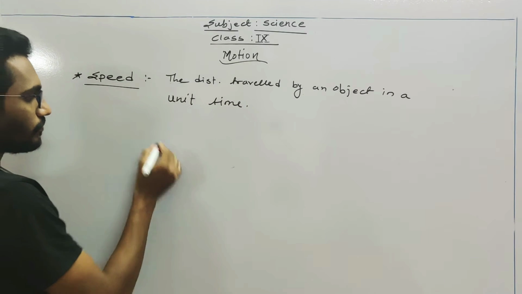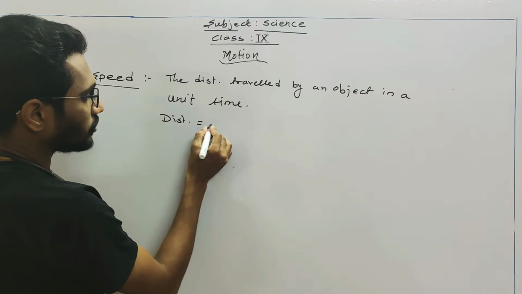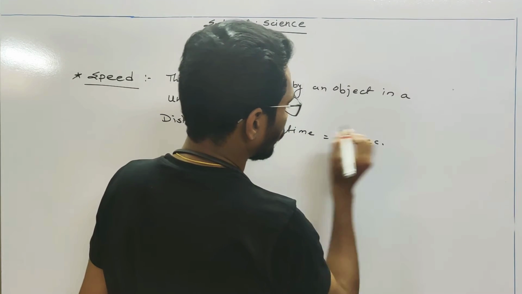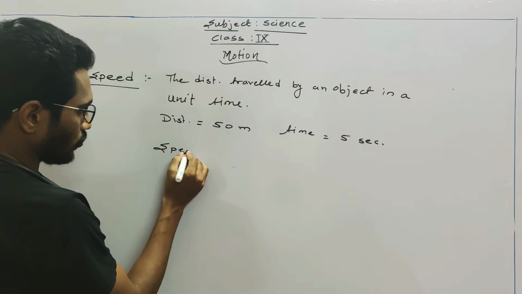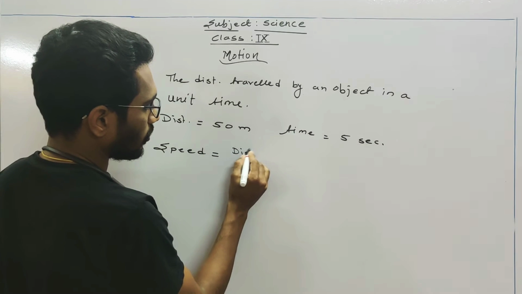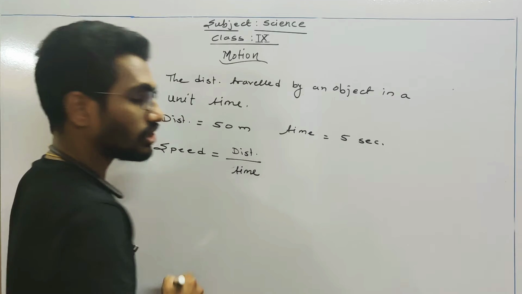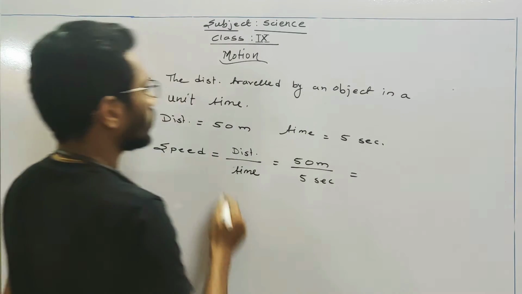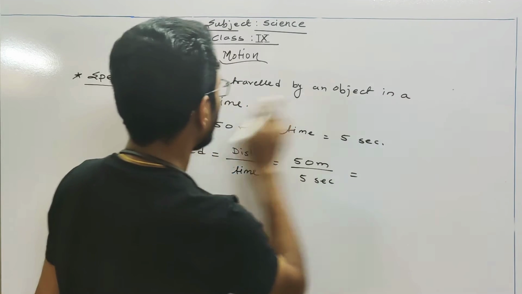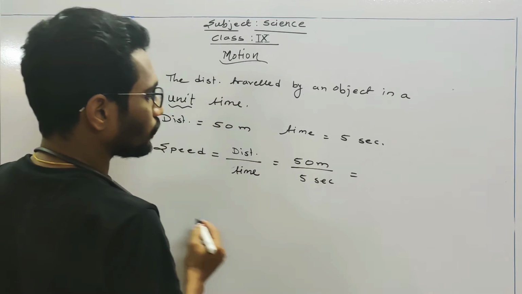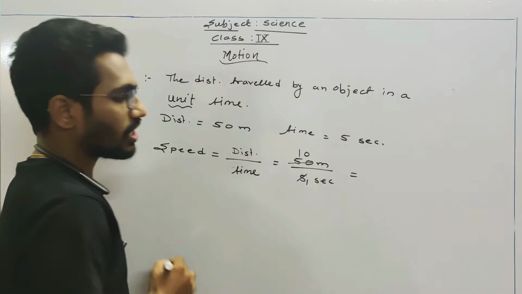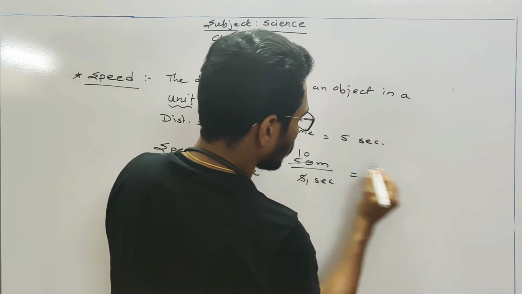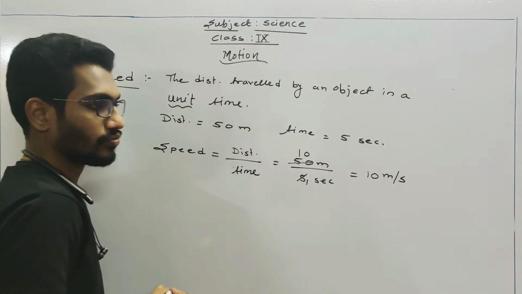For example, if the distance traveled is 50 meter and the time taken for that distance is 5 seconds, what will be the speed? As per the definition, speed is nothing but the distance traveled in a unit time. So put in the values: 50 meter of distance traveled in 5 seconds. The meaning of unit is 1. 5 ones are 5, 5 tens are 50. So 10 meter of distance is traveled in 1 second, that is unit time. So what is the speed? 10 meter per second. Is it clear?